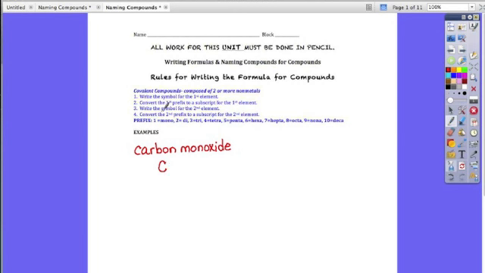Step 3, write the symbol for the second element. Oxide, the symbol would be O. And then convert the second prefix to a subscript for the second element. My second prefix is mono. Mono is equal to the number 1. Good. So the correct formula for carbon monoxide would be CO.